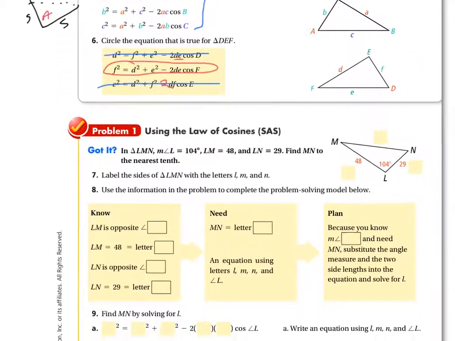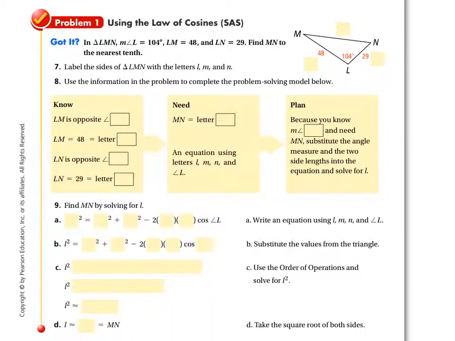So then let's look at example 1. In triangle LMN, they give you angle L right here is 104 degrees, and then side LM right here is 48, and side LN is 29. Oftentimes they're not going to draw a picture. You have to draw your own picture. And so isn't this S, A, S? I do not have the side opposite the angle given. I cannot use the law of sines. And so I must use the law of cosines.